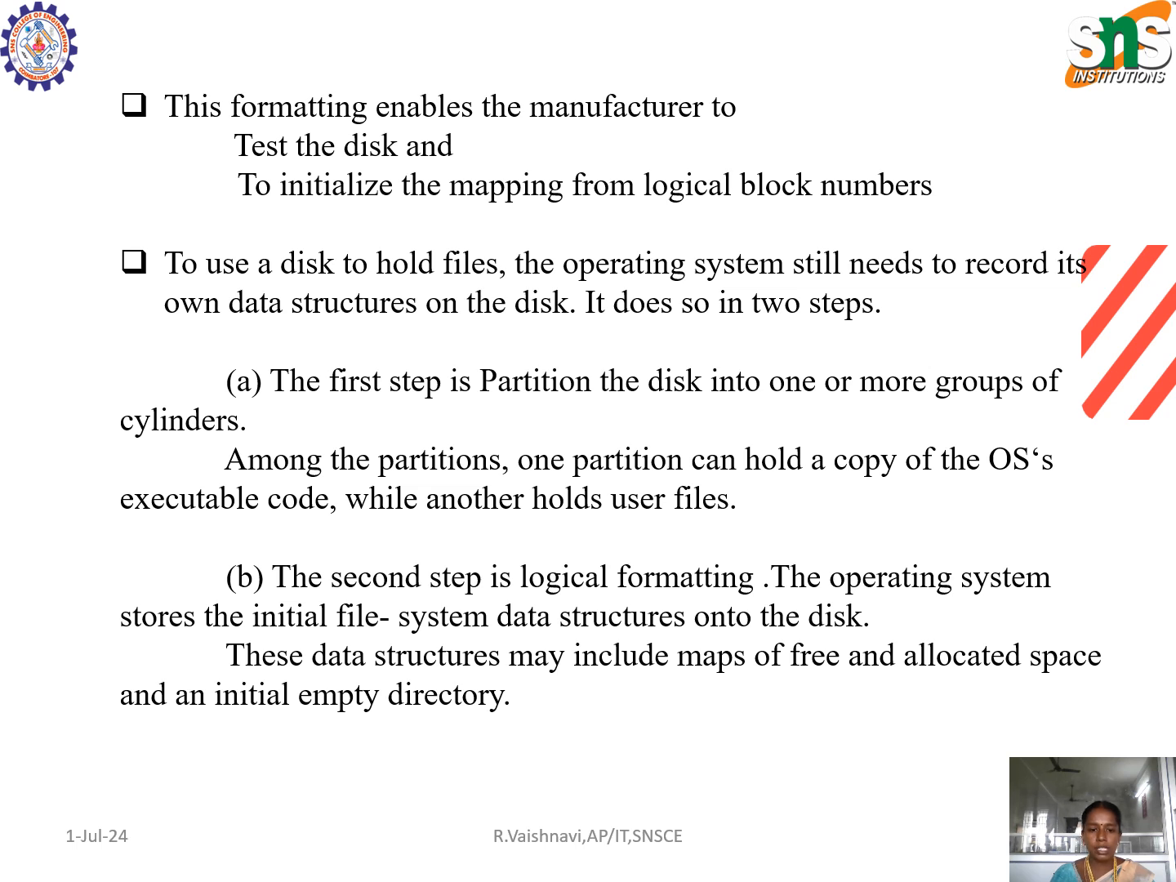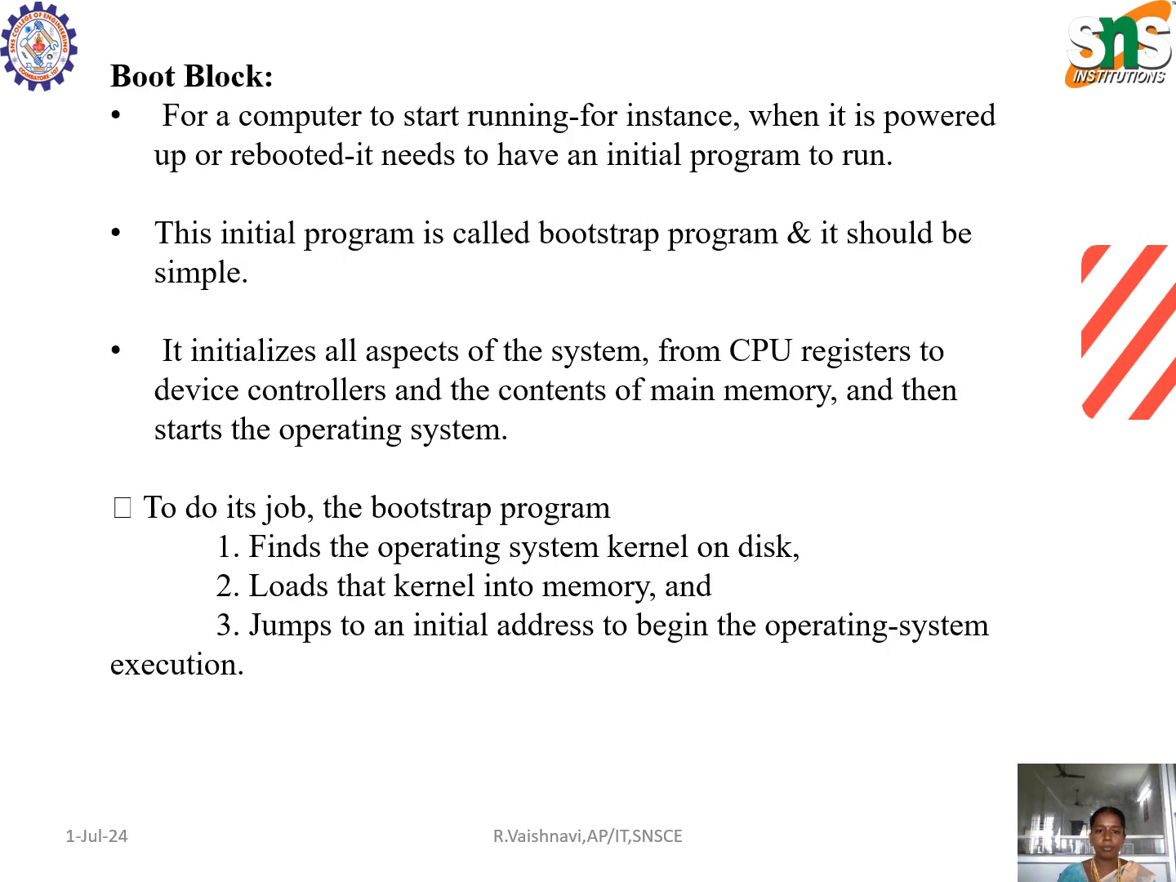The operating system stores the initial file system data structures onto the disk. These data structures may include the maps of free and allocated space and an initial empty directory.